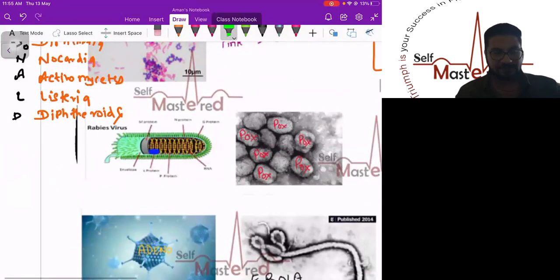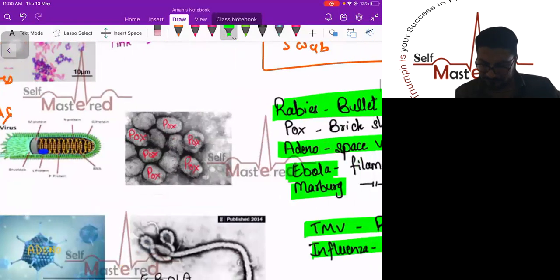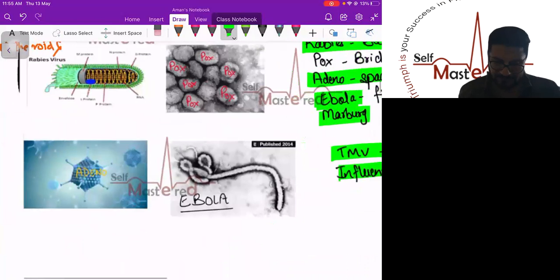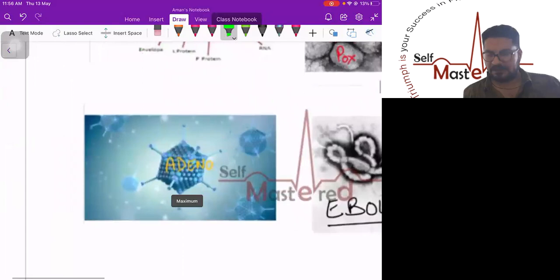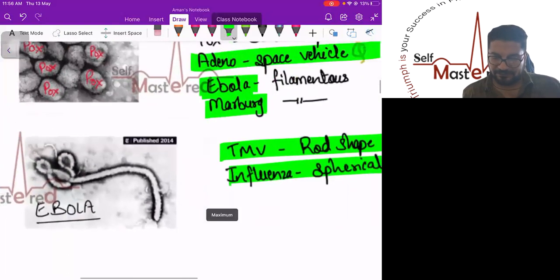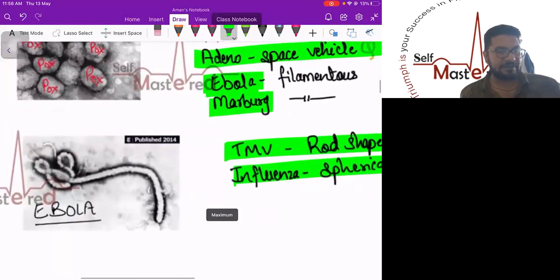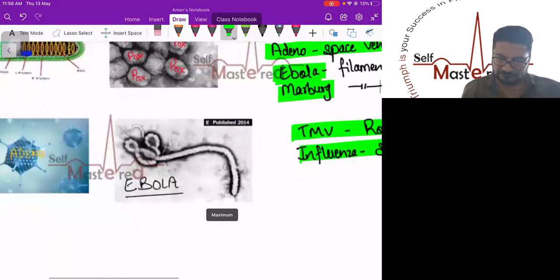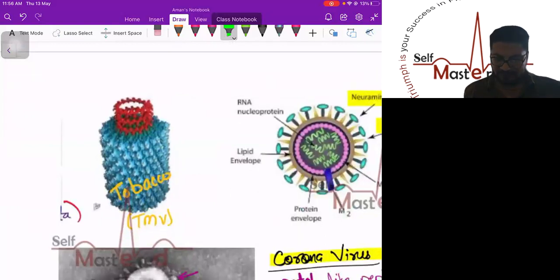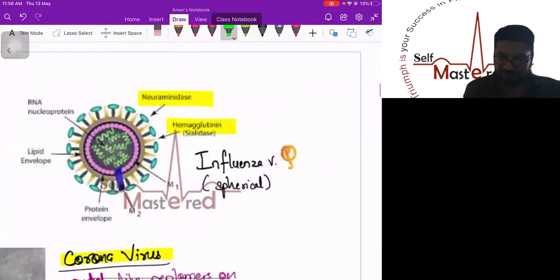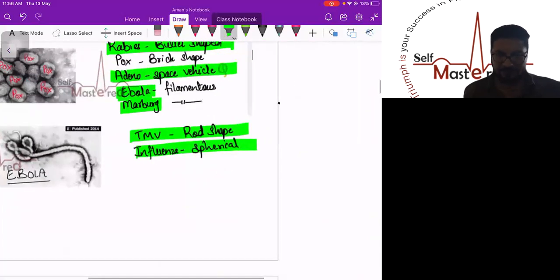So you can see the rabies virus. Then you can see the pox virus, brick shape, it looks like a brick. Adenovirus looks like a spaceship. The next one is a filamentous virus, Ebola. Then you can see this is the tobacco mosaic virus. This image-based question already came in exam, that is influenza virus. So these are the different shapes of virus which we have written here.